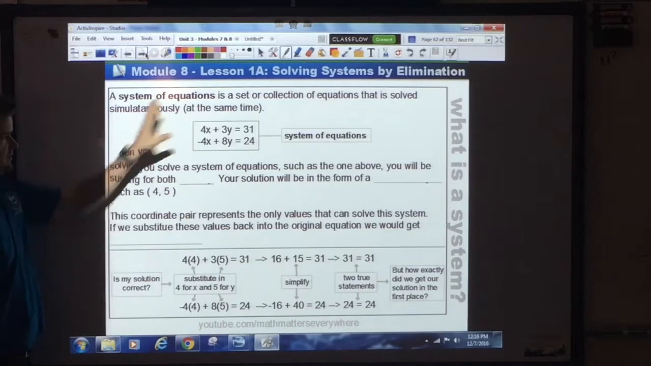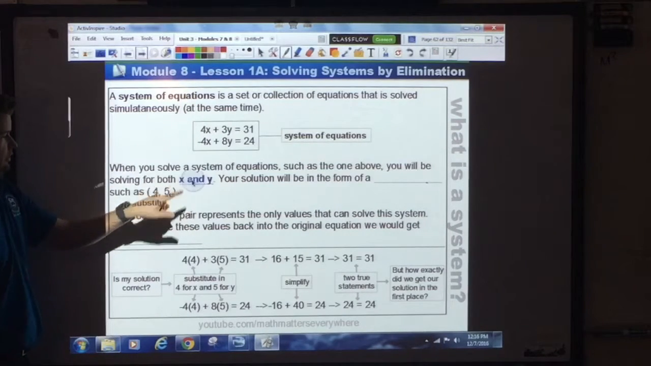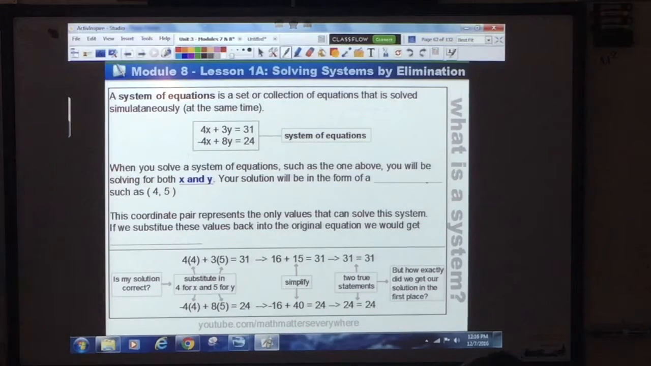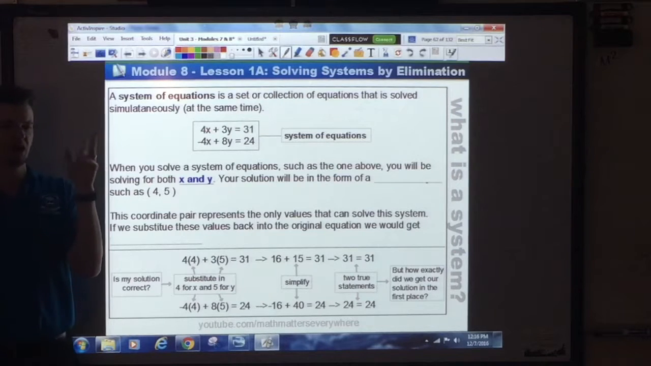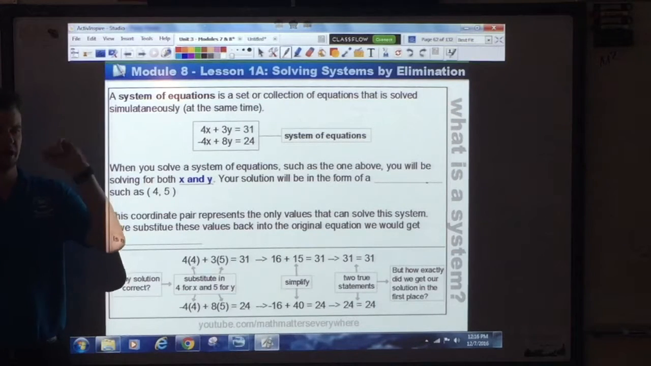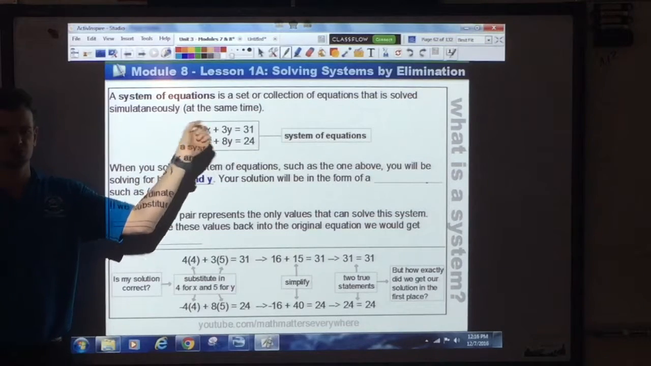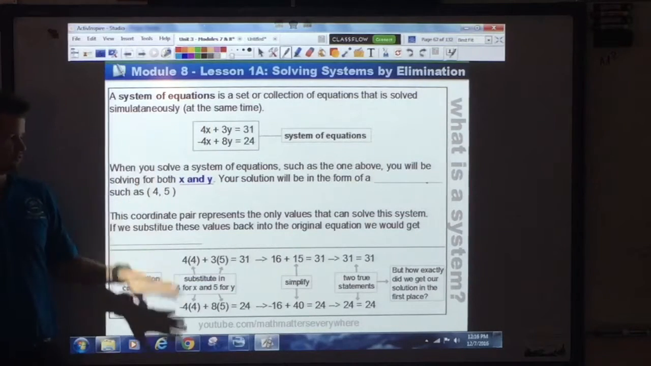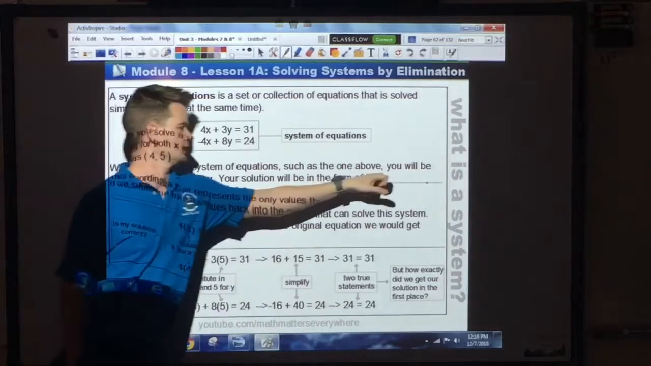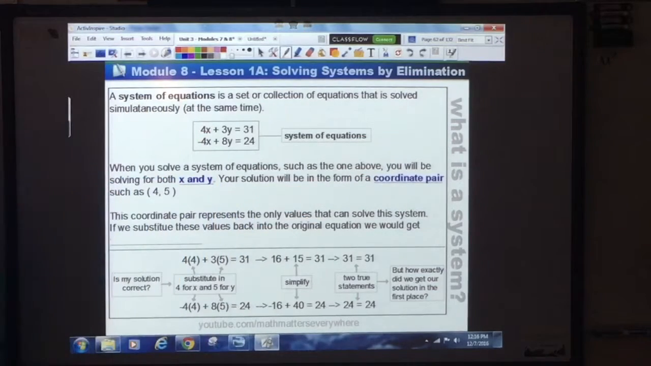When you solve a system, such as this one above, you will be solving for both x and y. We will end up with two answers. One answer for x, one answer for y. There's only one combination of x and y in the entire universe that will solve this system, which means by solving, I mean when you substitute an x and y, you'll get two true statements. We'll get to that down here. Your answer will always be in the form of a coordinate pair.